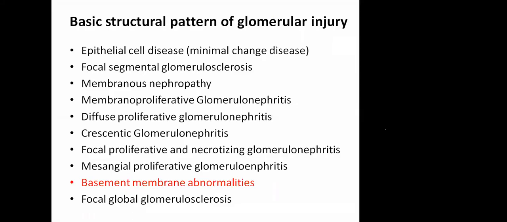So when we look at a basic structure pattern of glomerular injury, there could be epithelial cell disease or minimal change disease. There could be FSGS, membranous nephropathy, MPGN, diffuse proliferative, crescentic, focal proliferative necrotizing GN, mesangial. So all these morphological patterns or basic structure patterns of glomerular injury are made on light microscopic morphology.